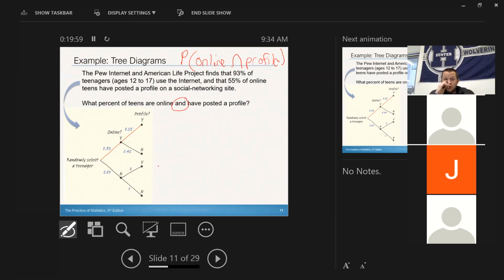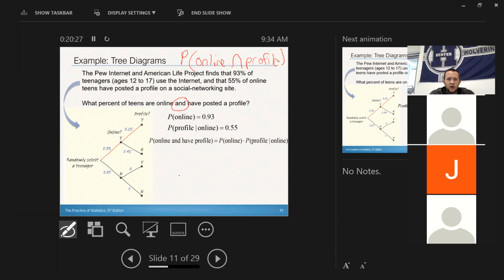Now, if we're trying to figure out the probability that they are both online and have a social media profile, we would want to look at these two probabilities. This is the probability they're online. This is the probability they have a profile given they're online. So to do the and probability, we would just multiply those together. So the 0.93 is just that they're online, and this is the probability they have a profile given they're online.